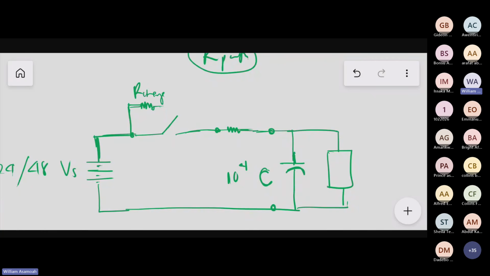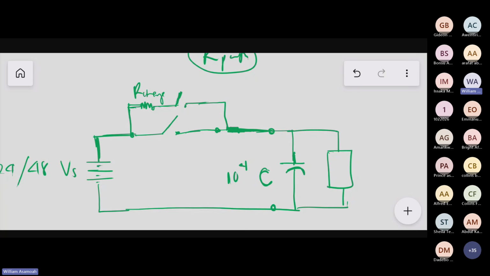This resistor is just to charge. Then there will be a switch. Then we put it here. Now there is no resistor here. We don't put any resistor there. So that resistor that will charge the capacitor, we put it here. So what we do is that these two switches, they don't turn on together. It's only one that is on at any time.